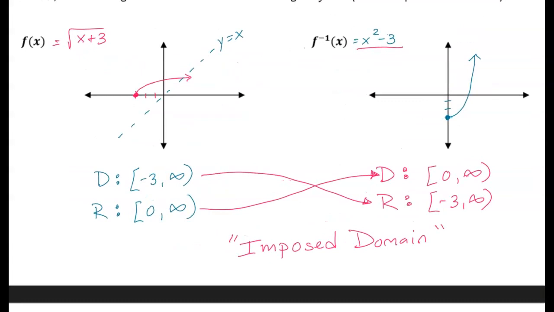Does this make sense? Did I lose anybody? Does anybody need some extra explanation here?